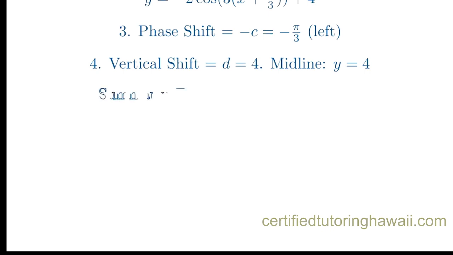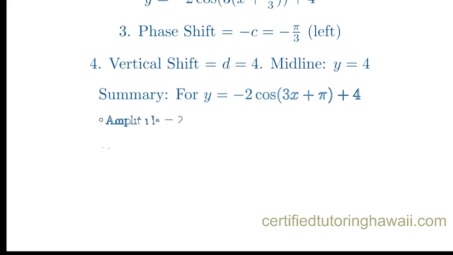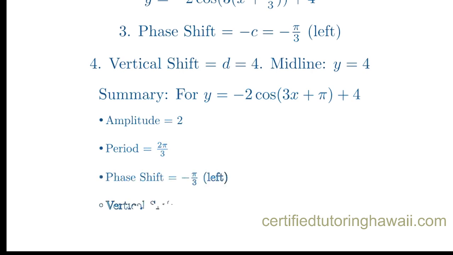In summary, for y equals minus 2 cosine of the quantity 3x plus pi, all plus 4, we have an amplitude of 2, a period of 2 pi over 3, a phase shift of pi over 3 to the left, and a vertical shift of 4 up, with a midline at y equals 4. So, let's quickly review the key takeaways from this lesson. Understanding these concepts is essential for working with sinusoidal functions.